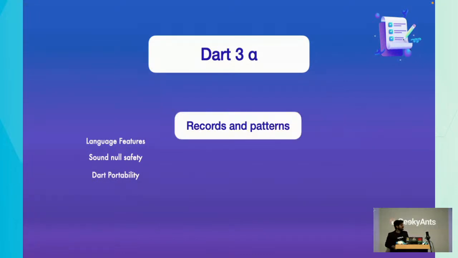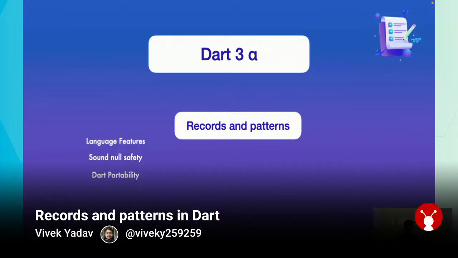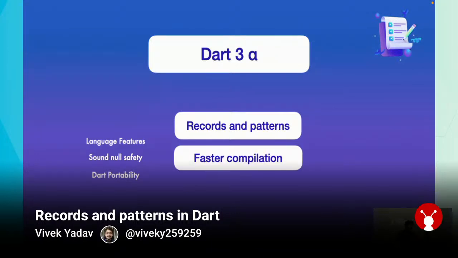Let's look at them. The main language feature was records and patterns that we are going to see. But remember, this is in alpha stage, so it is recommended that you do not use records and patterns in your production apps. And there might be some changes in whatever I'm going to show you. Then sound null safety plus faster compilation.